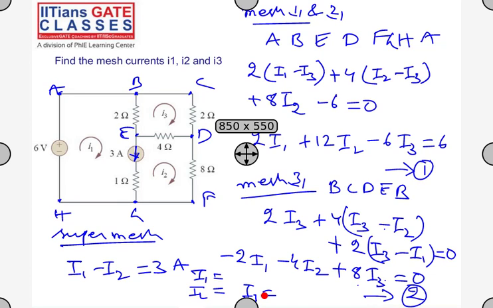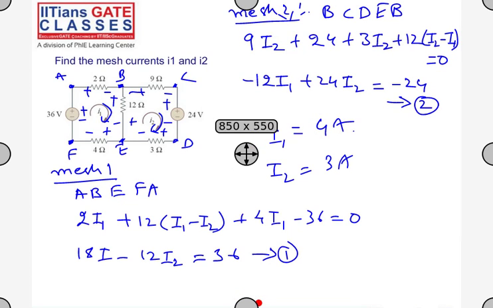Okay, I'm giving you the answers. I1 is 3.474, I2 is 0.47, and I3 is 1.10. Okay, all these are amperes. I hope everyone got this. Okay, this is for the supermesh equation.